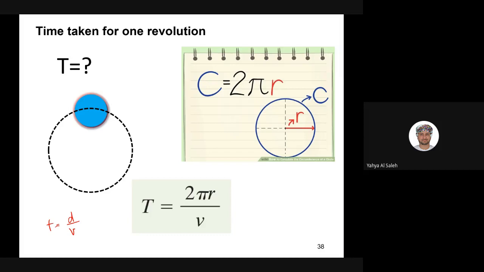What happens if I do 1 over t? It is v over 2 pi r. So if I do 1 over t, which is v over 2 pi r, what is this quantity called? Do you remember? Frequency. Good job. So our t is what we call a time period, the time it takes for one circle, and 1 over t is frequency. It is how many rounds we do in 1 second.